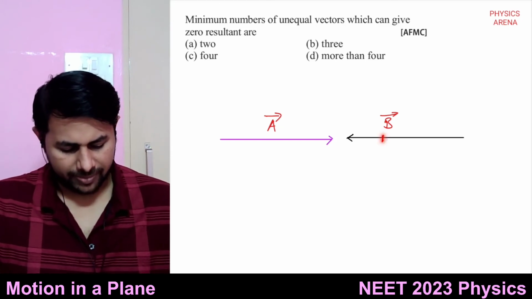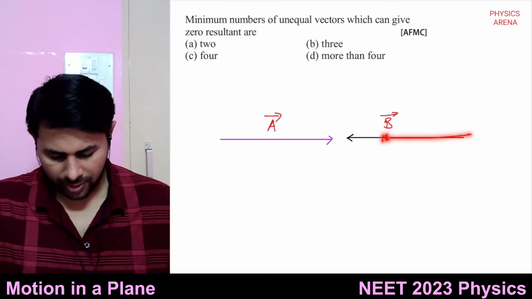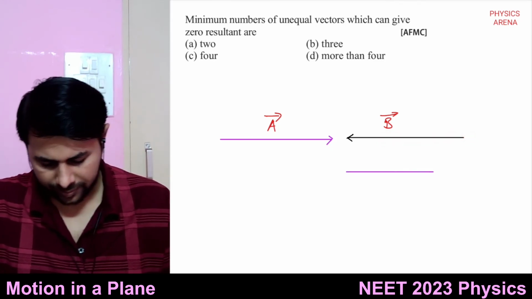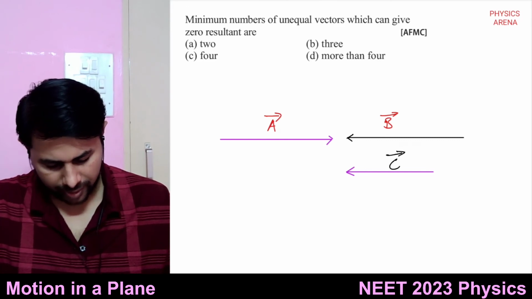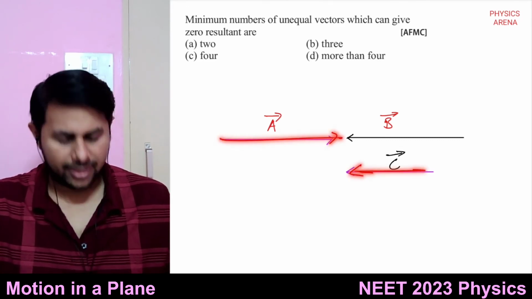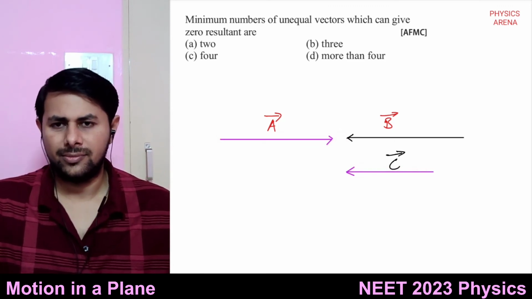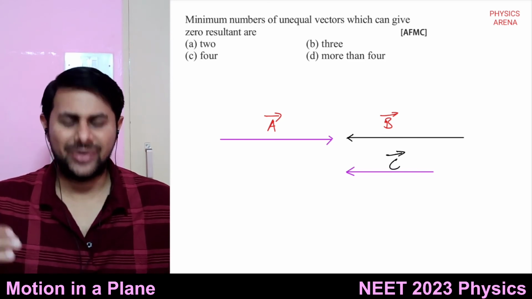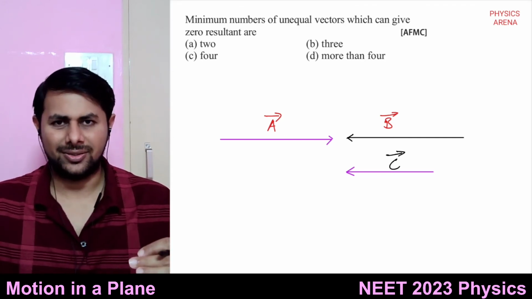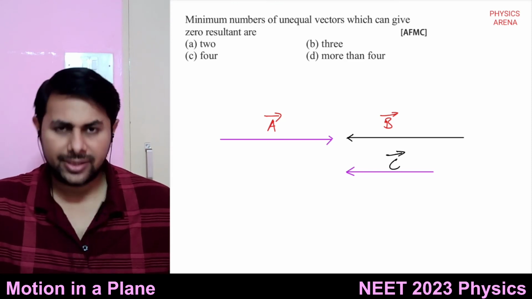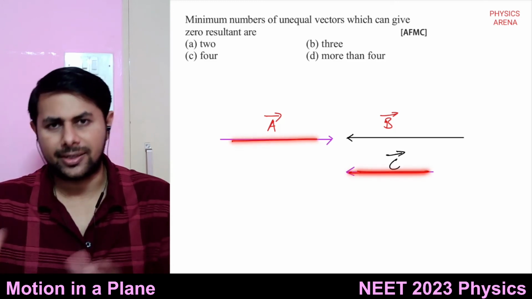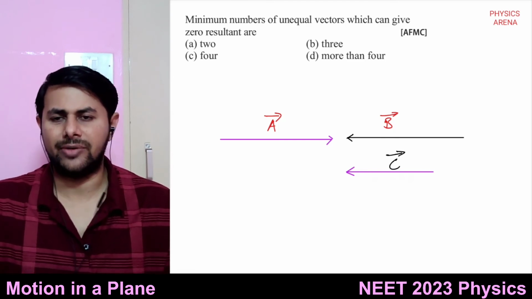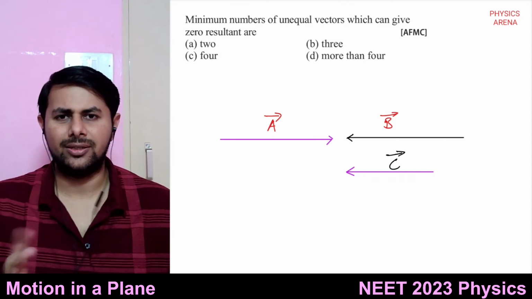Right? If the magnitude is not the same, then you cannot add this one. So let's suppose you have this vector and this is your C bar. So can you add A bar and C bar? And is the answer zero? No, sir. Okay. So then, even if they are in the same straight line, or they are parallel to each other, still you will need another vector. You will need another vector to make A bar plus C bar plus that other vector equal to zero. The addition of those three vectors will be zero. Right? So minimum you need three.